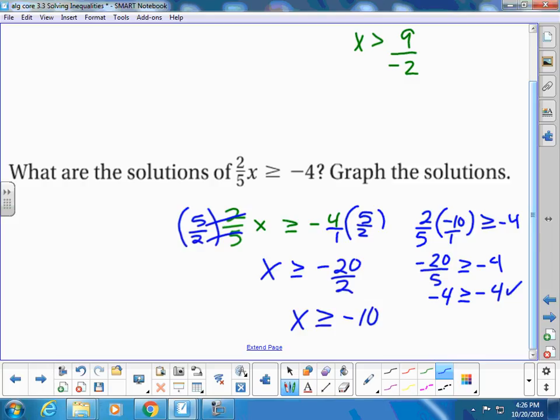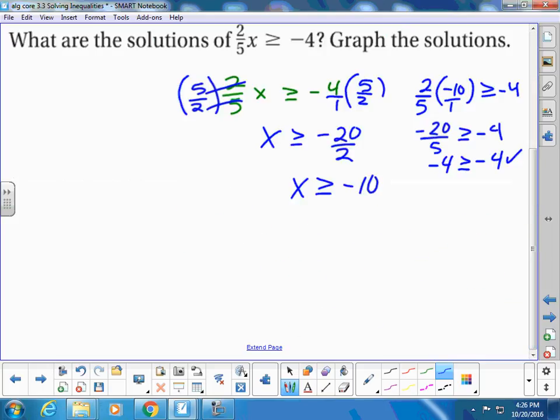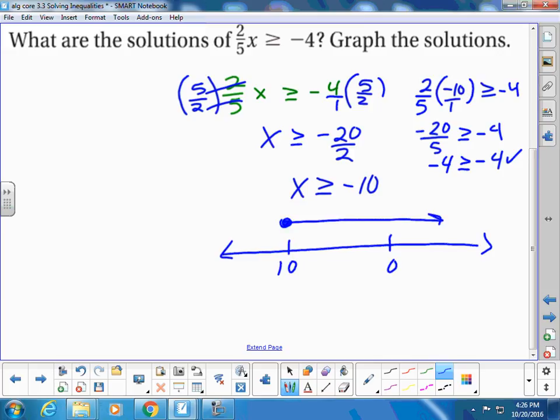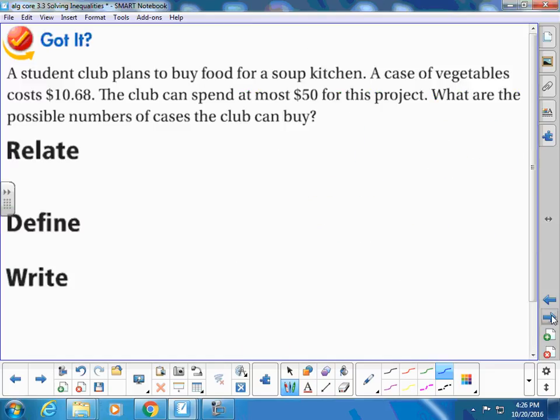It says graph the solution also. So I'm going to extend this. If I want to graph x is greater than negative 10, I have to have negative 10 somewhere on here. I'll put 0 over here. x is greater than or equal to, solid dot, negative 10. So let's try one word problem and then you can do the next one.